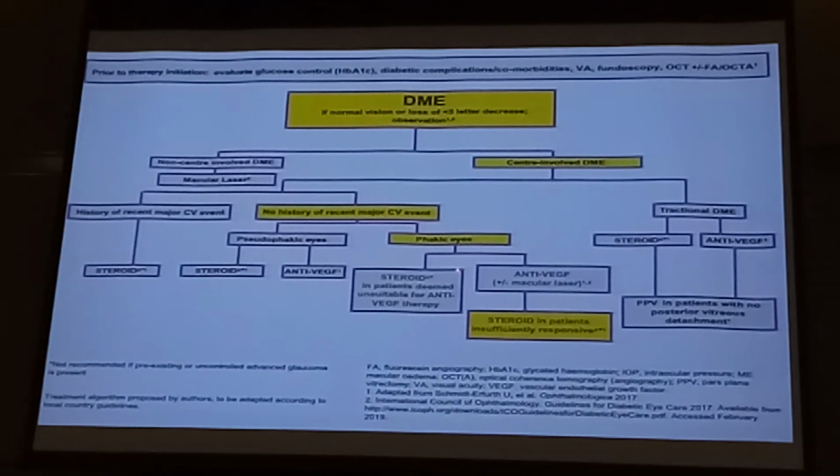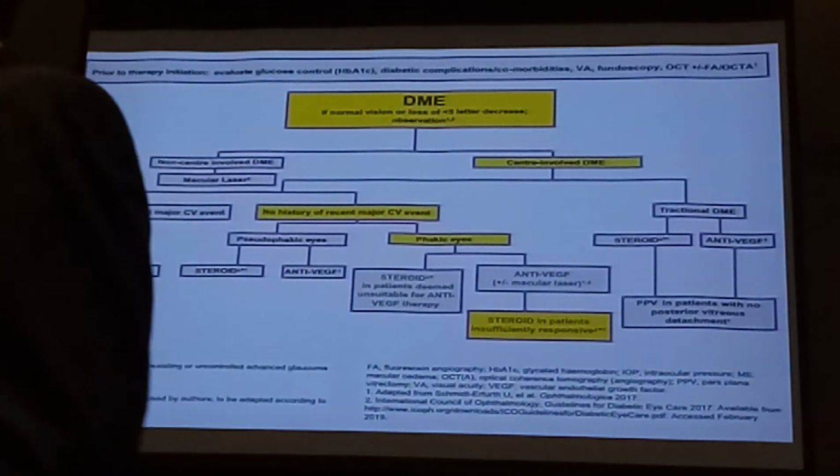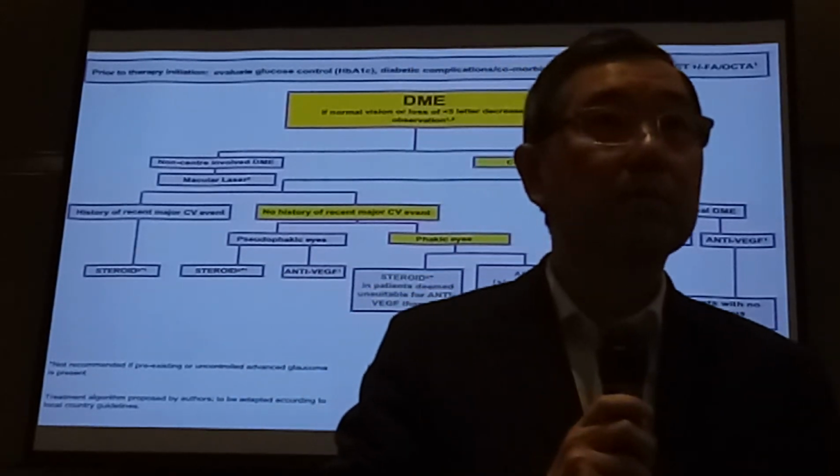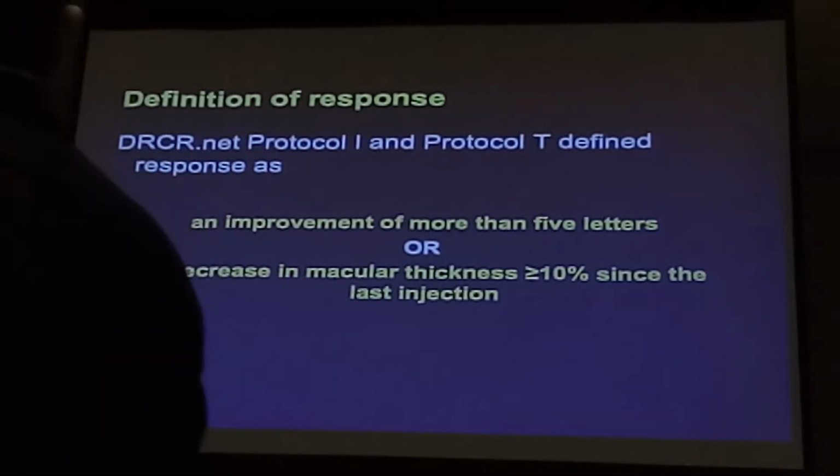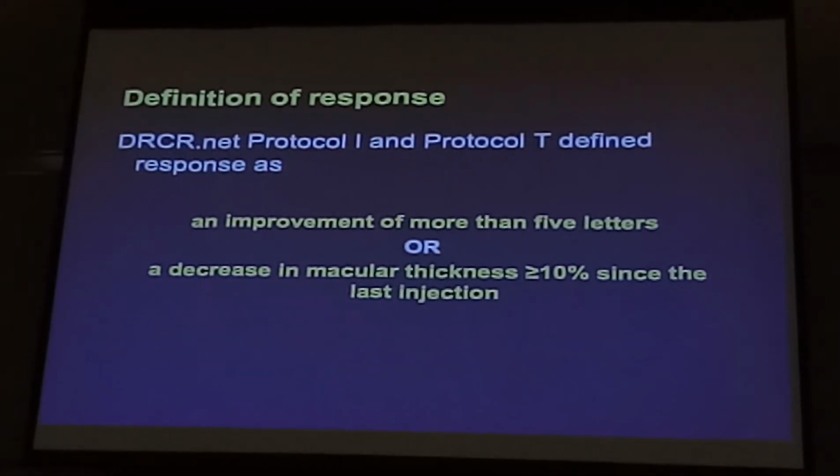So if we have phakic eyes, but they have not been responding to anti-VEGF, so you've given already anti-VEGFs, not resolving, macular edema is still there, what do we do? Then we consider steroids. Right? We consider steroids. What is the definition of poor response?